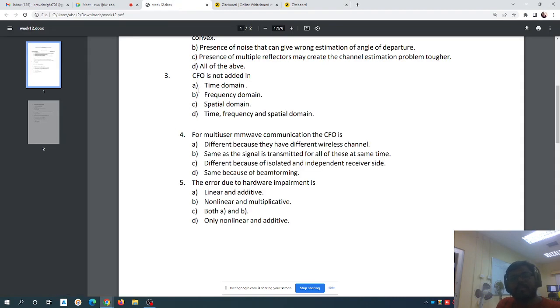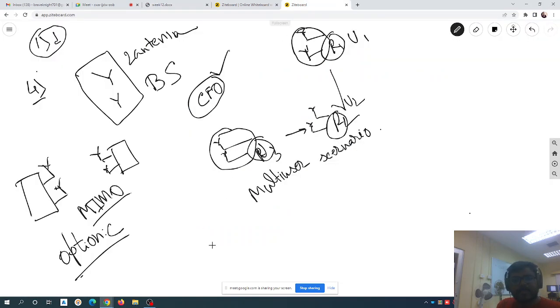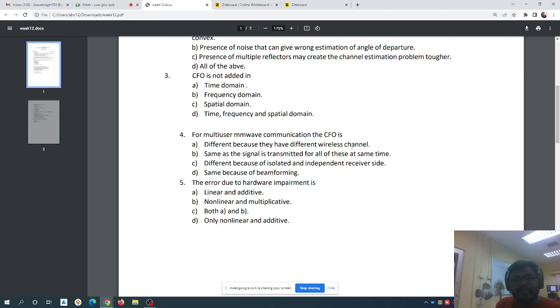And question number 3 was discussed earlier, like CFO is not added in. So CFO is a thing that adds up in the time domain, not in the spatial domain for a MIMO system. So the right option will be option C for question number 3. It has been discussed in the earlier classes. So let us go to question number 5.